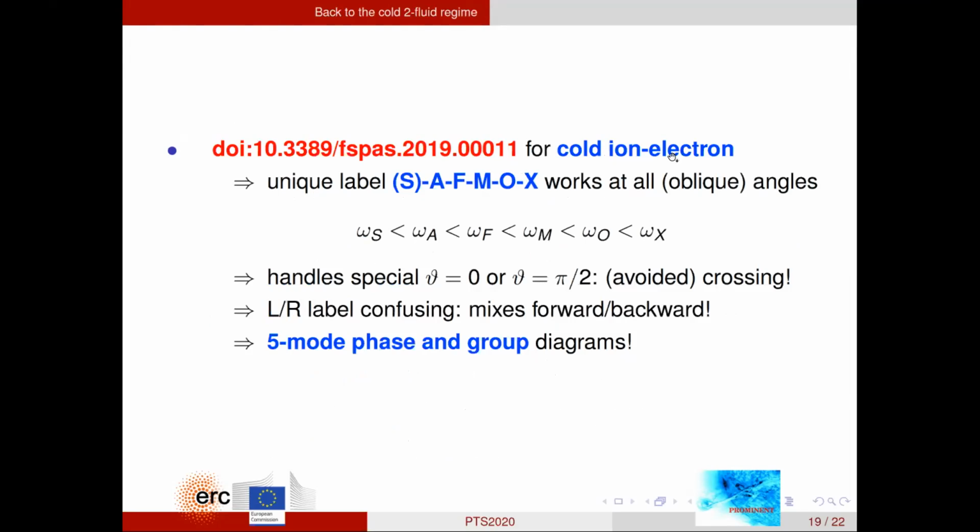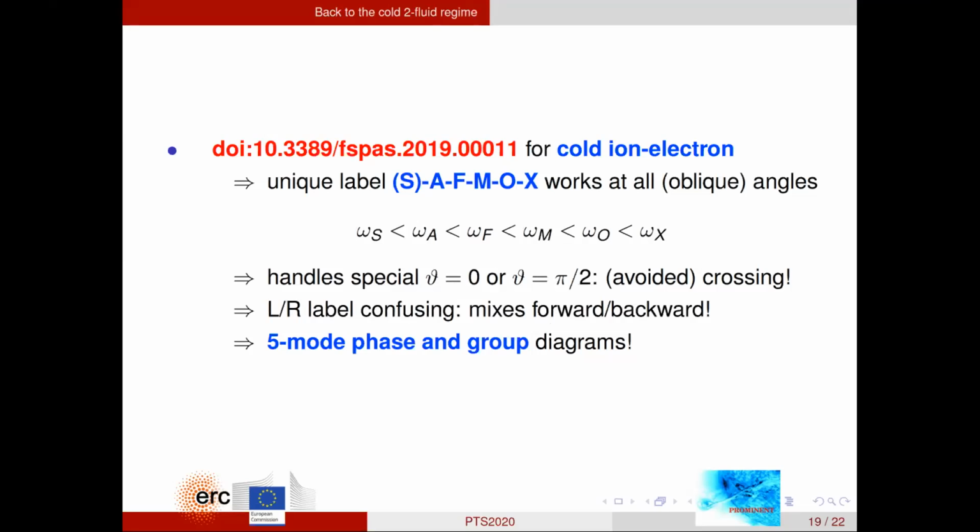This is the cold ion electron case. There are unique labels that I introduce for these waves because they are ordered at all oblique angles: frequencies slow, Alfvén, fast, modified electrostatic, O and X are ordered, and they can handle the special cases of parallel and perpendicular. The left and right label turns out to be very confusing because that mixes the forward and backward wave pairs. I can show you that. I don't have time to go into details here, but it is a simple mathematical exercise to show that.